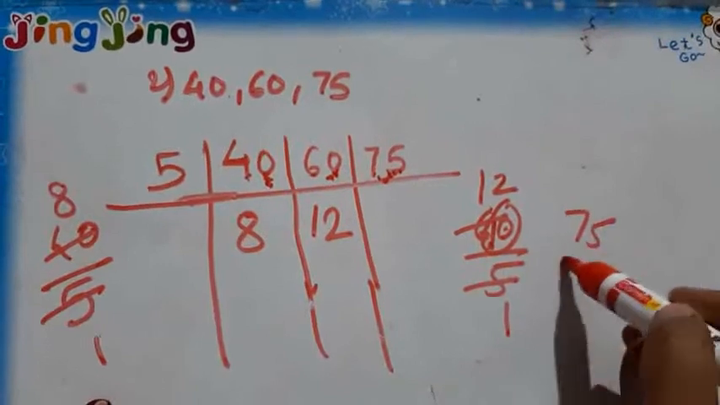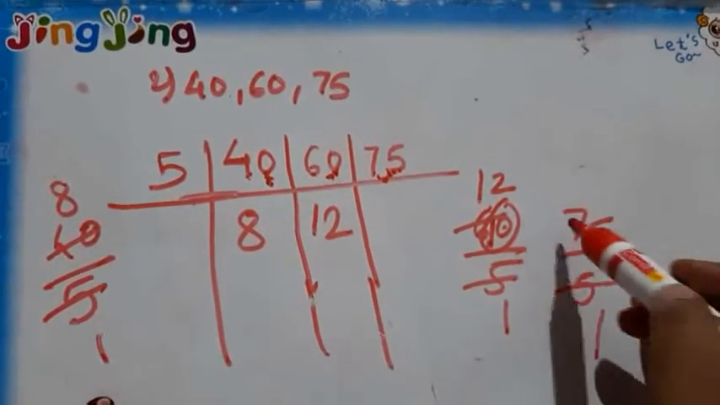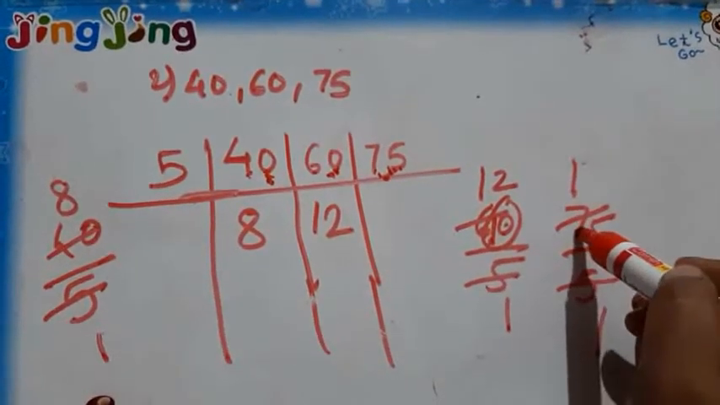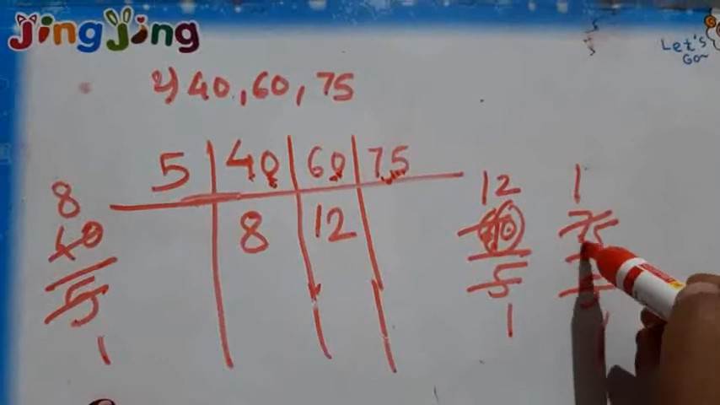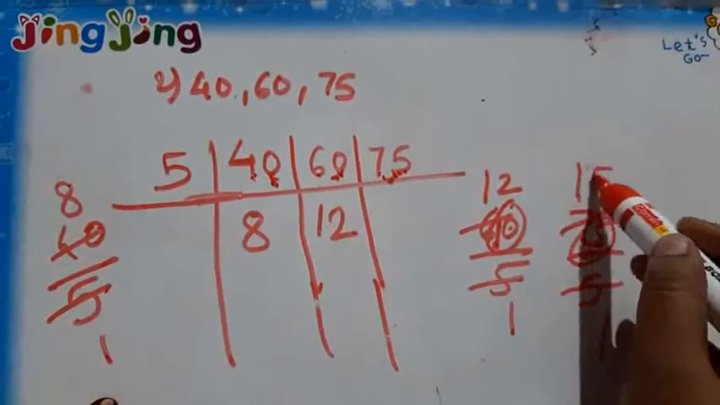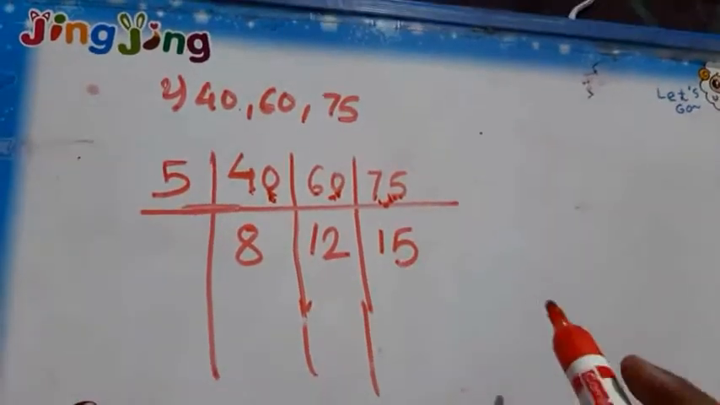75. Below that what should be written? 75 divided by 5. 5 ones are 5. Here is 7, so 5 ones are 5. 7 minus 5 is 2. So it will be 2 5, 25. So 5 5s are 25. So here will be 15.